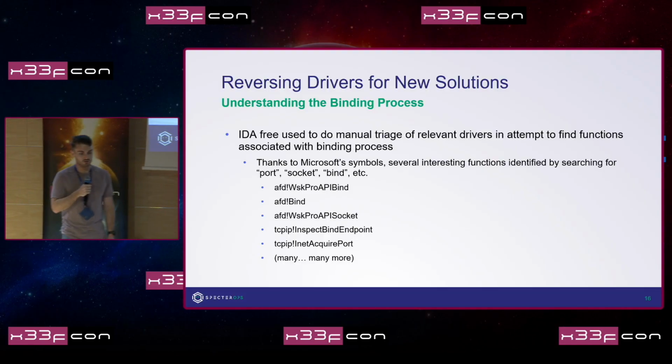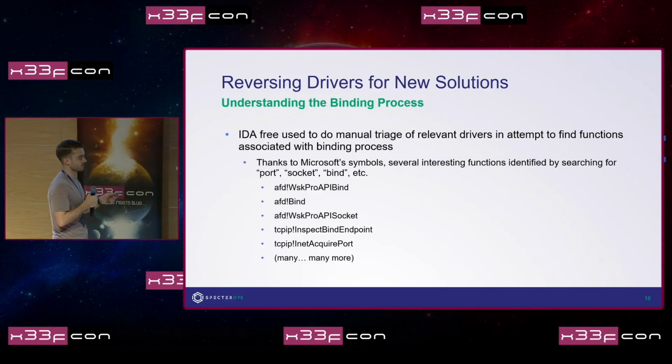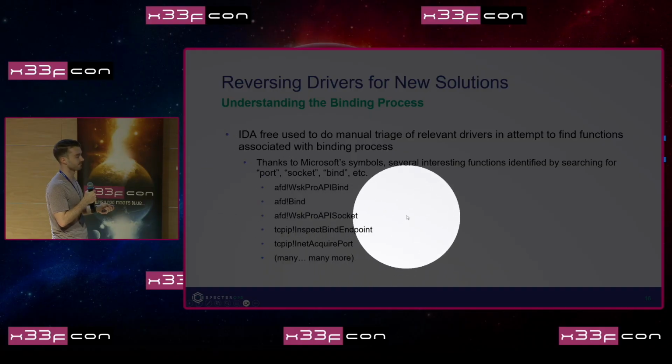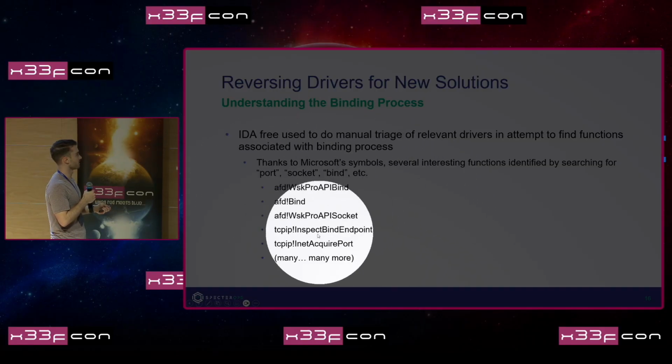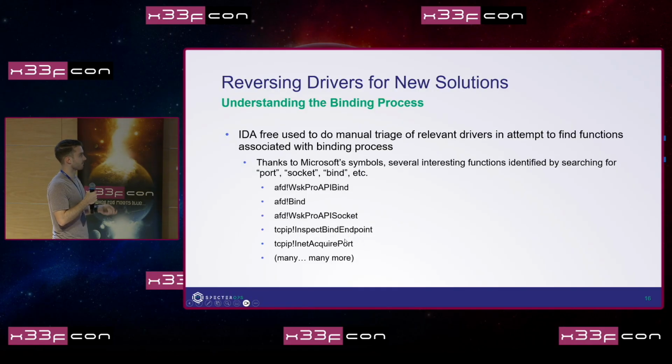So I used IDA Free in combination with symbols for a lot of these drivers to just start looking at interesting functions that seemed like they were related to binding ports or to SMB communication or NetBIOS, things that might have something to do with what we're interested in. I came up with a very, very long list of functions, and even though we narrowed down a little bit, it was still at least 50 or 60 functions. Some of them stood above the others, like iNetAcquire in the TCP/IP driver. A lot of interesting functions to start looking at in terms of static analysis.